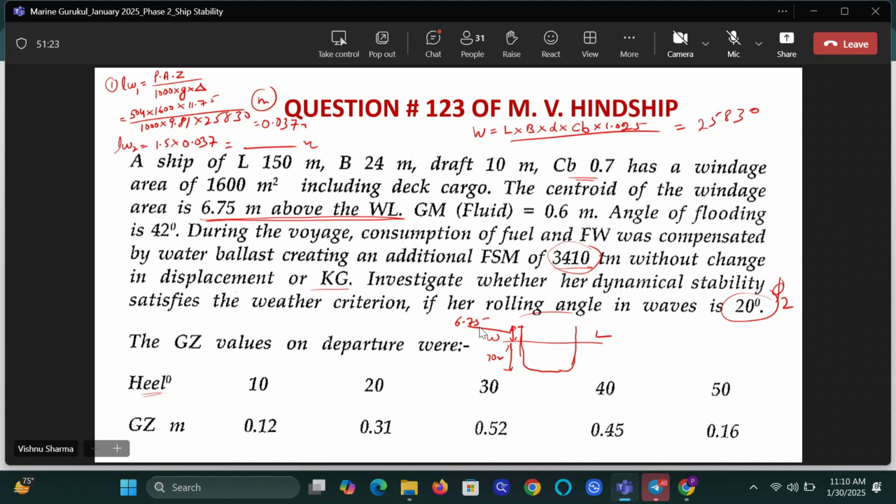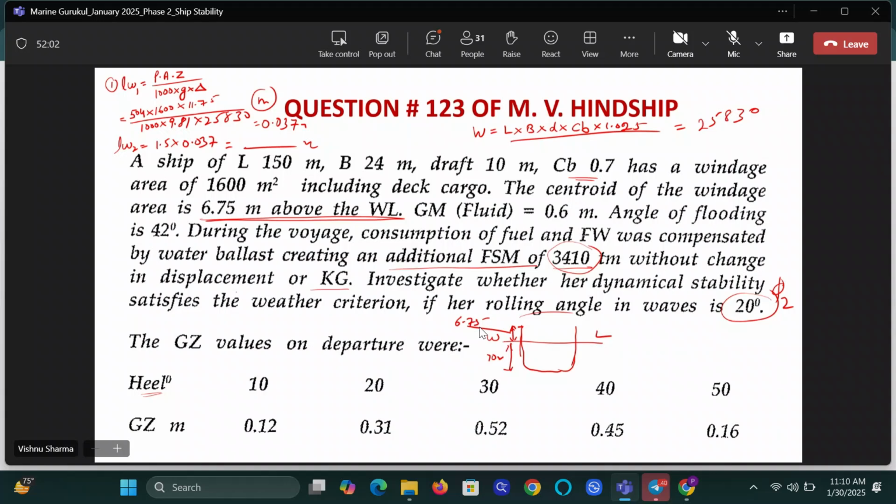If FSM has increased, additional FSM, will it raise the corrected KG or lower the corrected KG in GZ? Lower, sir. Why? If FSM is increased, you are adding to get the corrected KG. What were you doing in GZ curves, adding FSC or subtracting FSC? KG will increase, sir. KG will increase by how much? Equal to the new FSC caused, right?